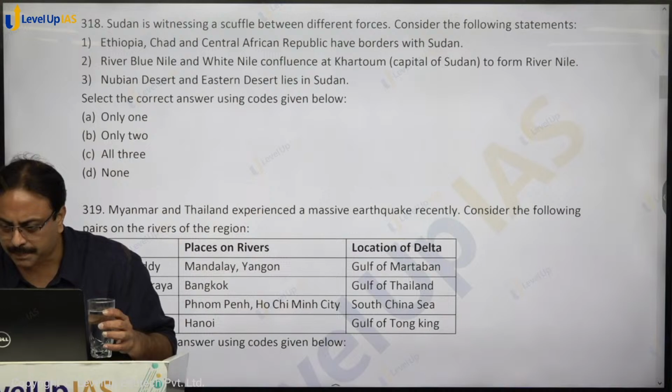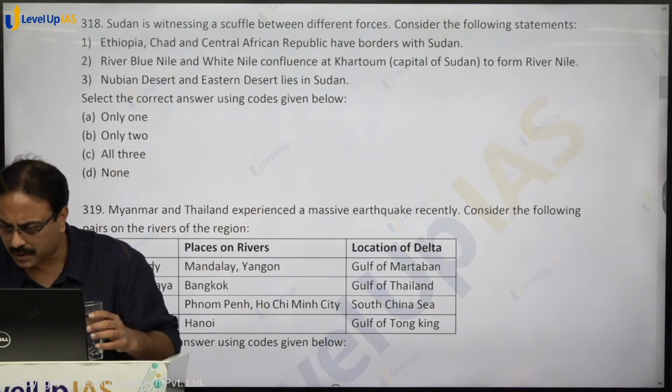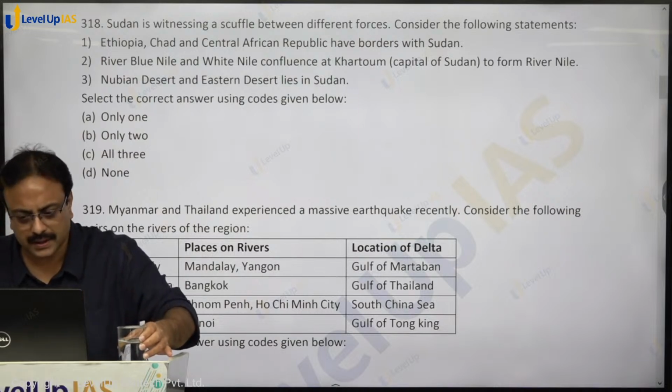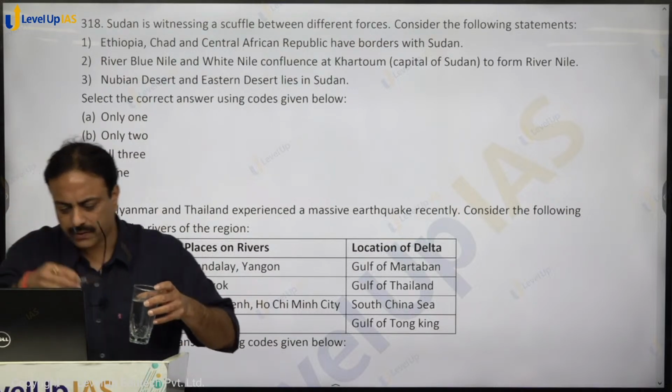White Nile route of rapid, Tana, Blue Nile. Yes, Cairo is a riverine port, correct.